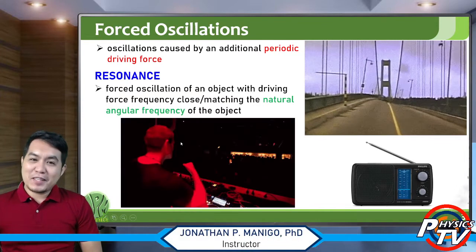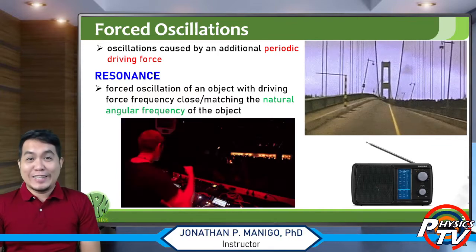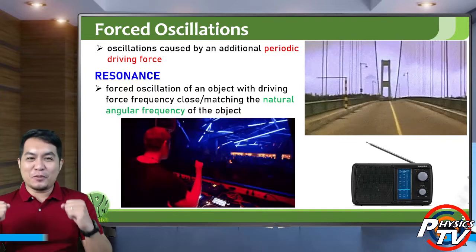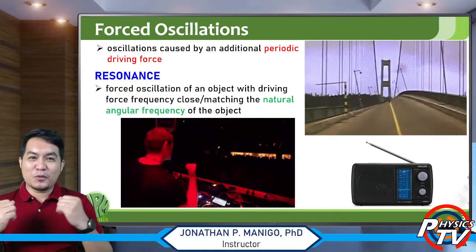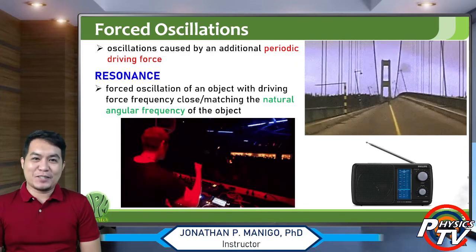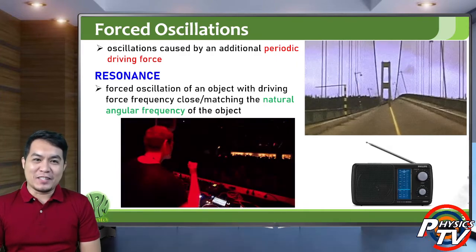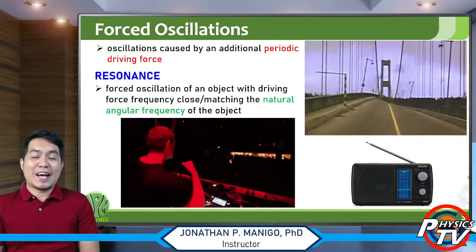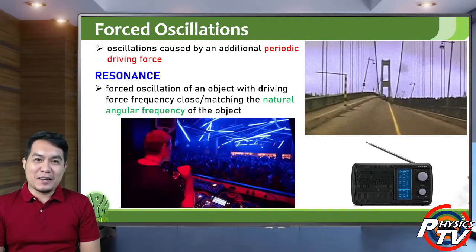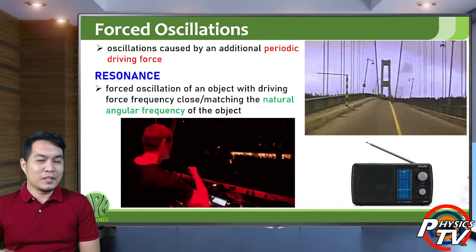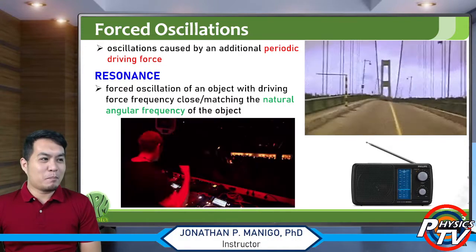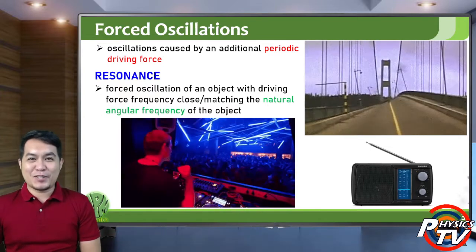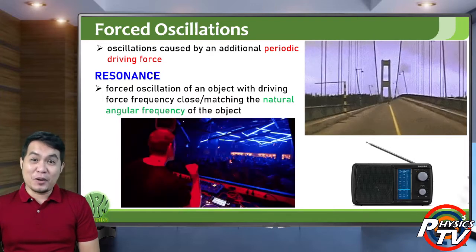Another example of resonance is when the DJ forces you to oscillate, forces you to go with the beat or with the frequency that he plays. That's also an example of resonance. In our case, our bodies can actually resonate at different angular frequencies. So when the DJ plays a song, your body will resonate. When your body starts to oscillate, that is what we call resonance.